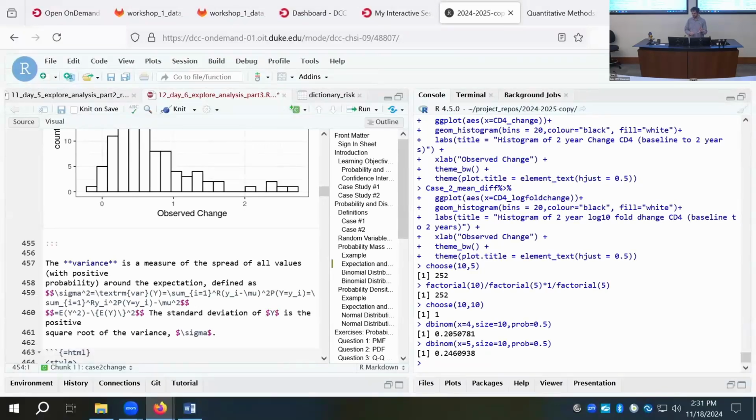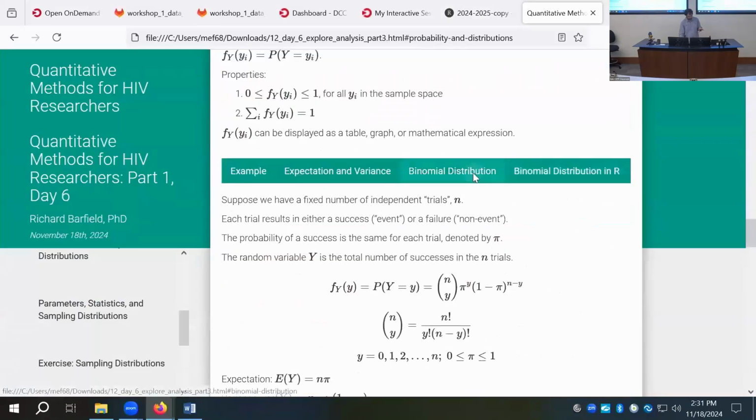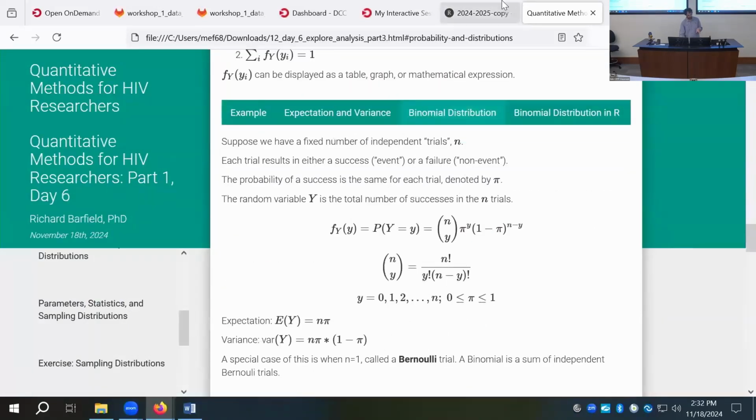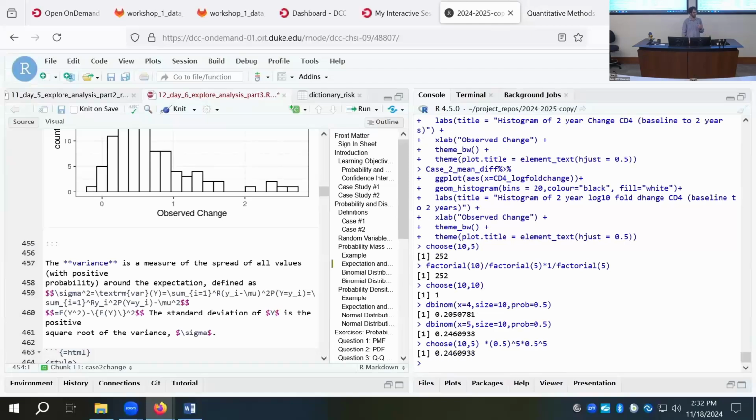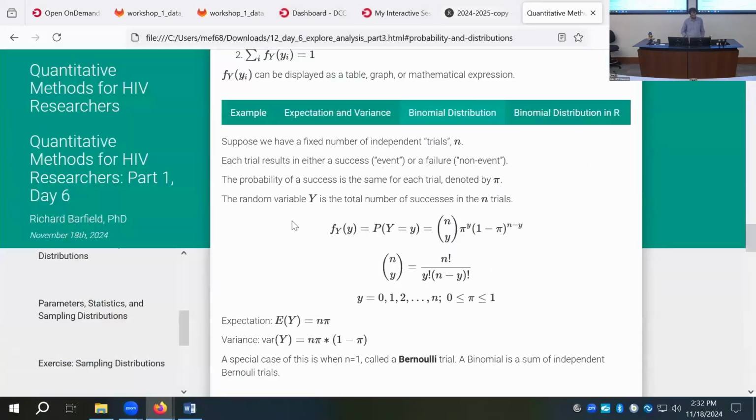And if you remember, we can look at this equation. And remember, we saw this 252. So if I do choose 10, 5, times 0.5 raised to the 5th times 0.5 raised to the 5th, right? Because 1 minus 0.5 is 0.5. We get that value, right? So dbinom is just quickly calculating these values for us. Okay.